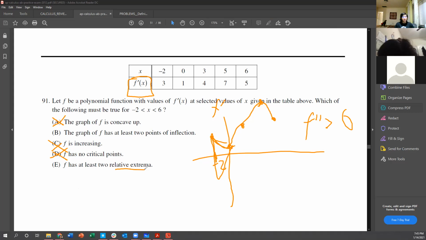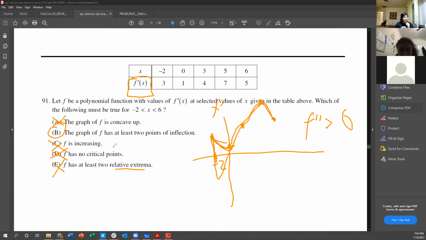Well, relative extrema occur when you have critical points and the derivative switches. It could be the case that you have no critical points. So if you have no critical points, you can't have relative extrema. So it can't be E. So I guess it has to be B.